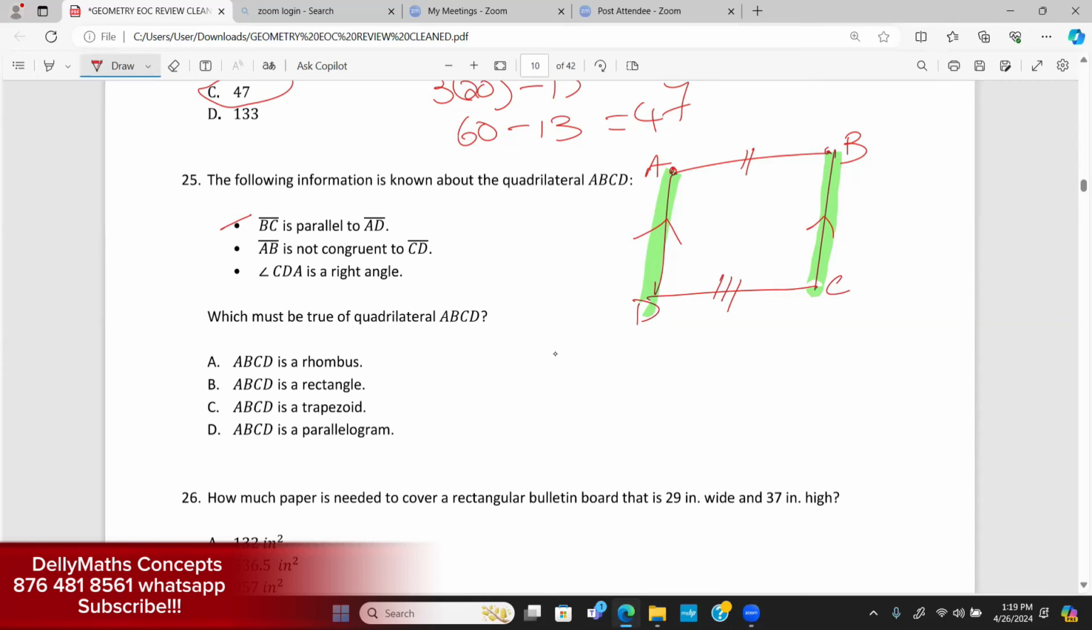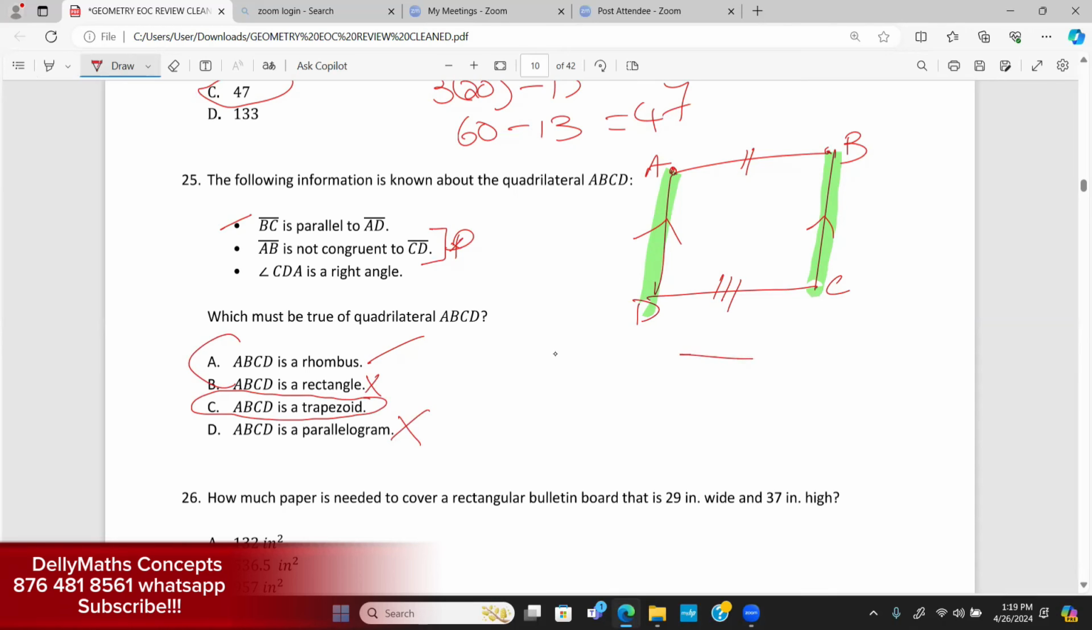Now, which must be true of the quadrilateral ABCD? It can't be a rhombus because for a rhombus, all the sides are congruent. So I'm using this as my vehicle to propel myself. Rectangle, opposite sides must be congruent. Parallelograms are all these. So this is out. So definitely the only answer there is a trapezoid. We have one pair of parallel sides and the others are different.